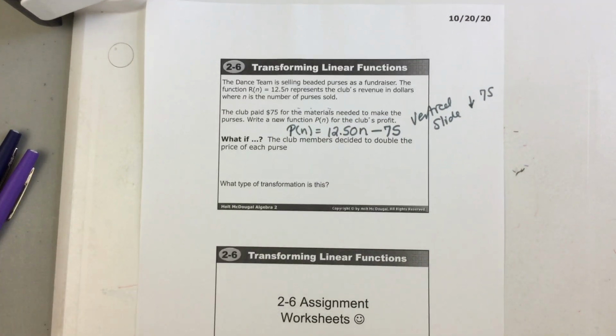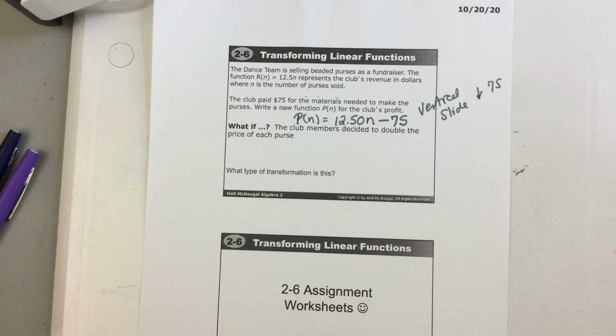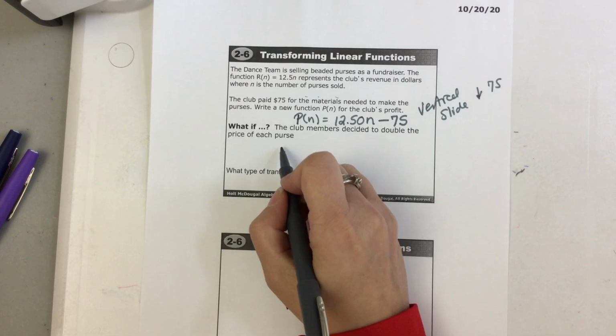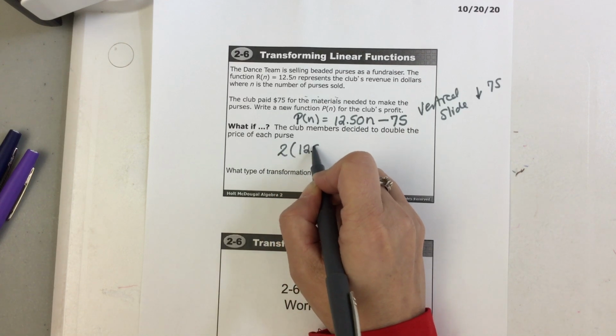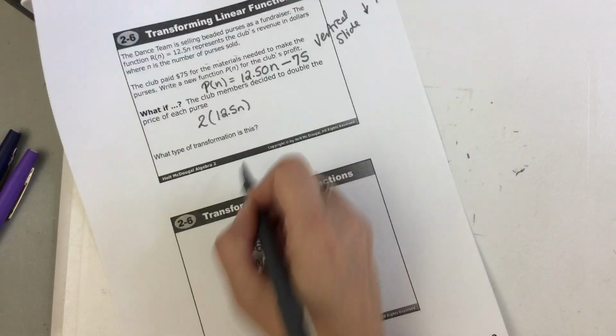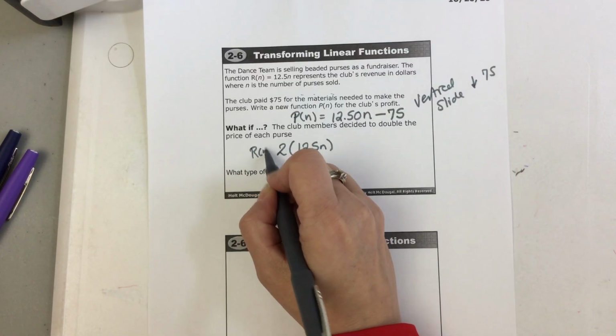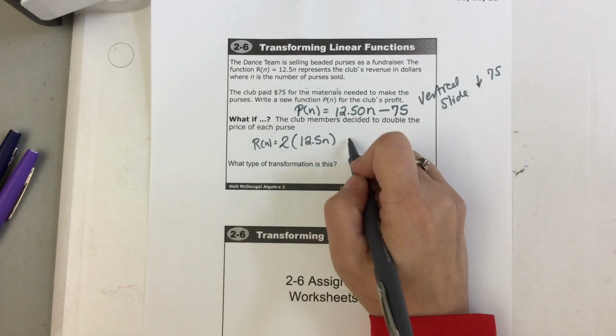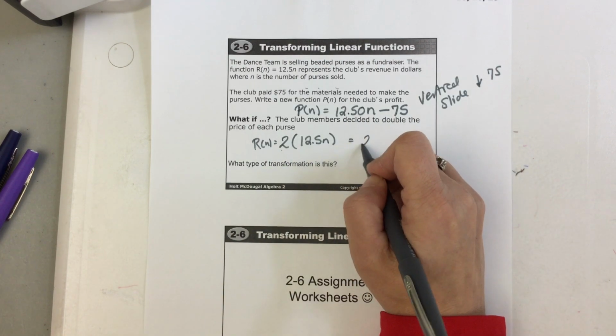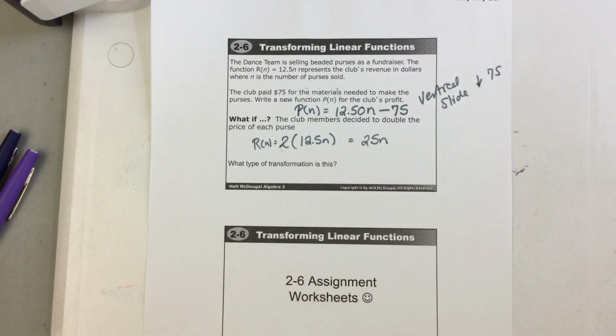It says, what if the club members decide to double the price of each purse? Well, if they decided to double the price, you would have to take 2 times 12.5N. Your revenue, how much money they collect, would double. 2 times 12.5 would be 25N.